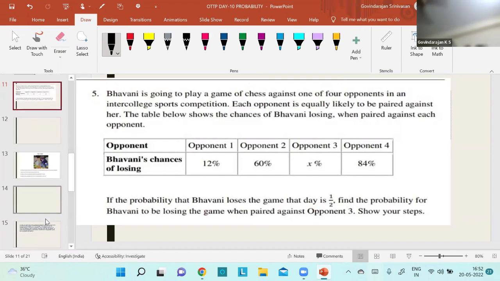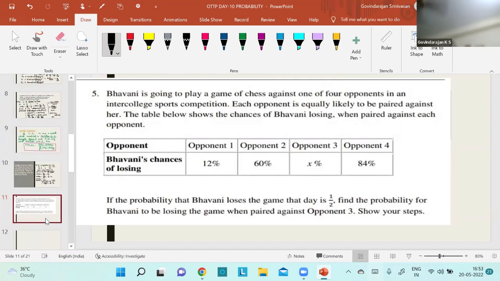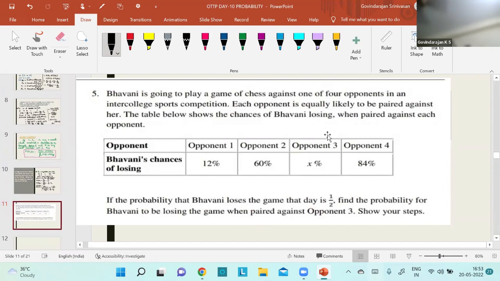That means the total probability is 1/2, which we call A. Let E1 be the event that she is paired with opponent 1, E2 the event that she is paired with opponent 2, E3 with opponent 3, and E4 with opponent 4. Each is equally likely, so the probability of E1, E2, E3, E4 is 1/4. A is the event that Bhavani loses the game, paired with each opponent. That is the probability of A given E1.